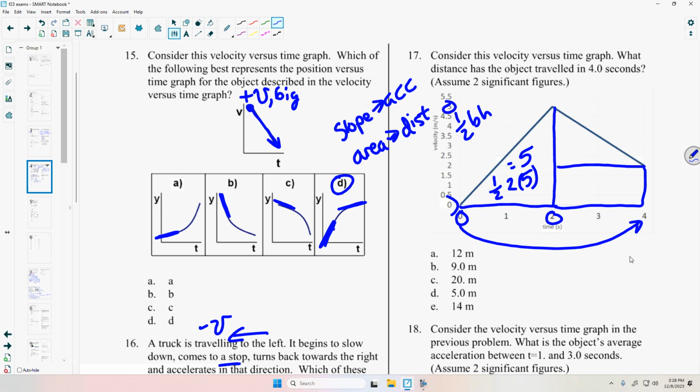Here I've got 2 times 2, which is equal to 4. And here I have 1/2 of the base, which is 2. And the height is going from 2 to 5, so 3. That's equal to 3. So 3 plus 4 plus 5, 7 plus 5 is 12.